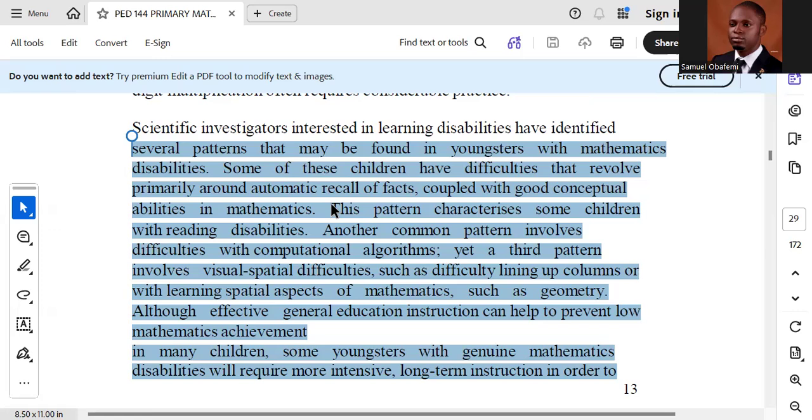So the material says that manipulatives can help children understand concepts, but children may still need focused practice before basic facts become automatic.